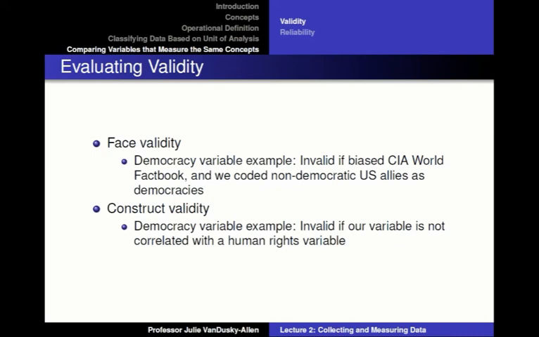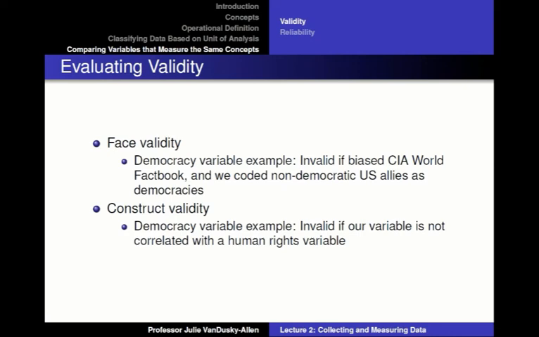For example, we could look at our democracy variable and think deeply about whether there may be reasons the variable might miscode some cases. We already did this when we discussed threats to validity in the previous slides. For example, we talked about how it could be possible that the CIA World Factbook was biased and could lead us to miscode some non-democracies that are U.S. allies as democracies. If this is the case, then the democracy variable would fail the face validity test and would be considered an invalid measure of democracy.